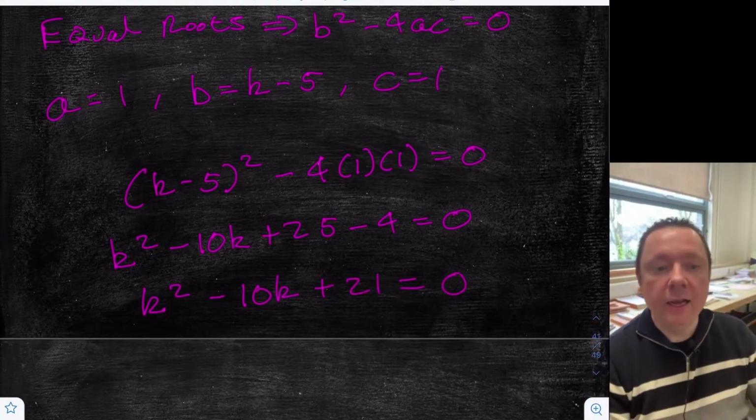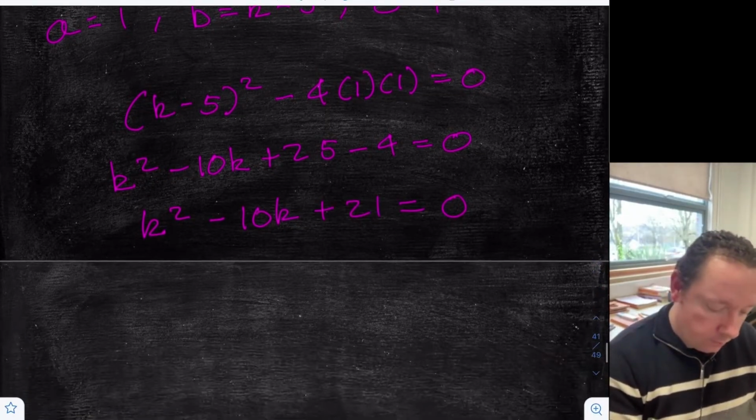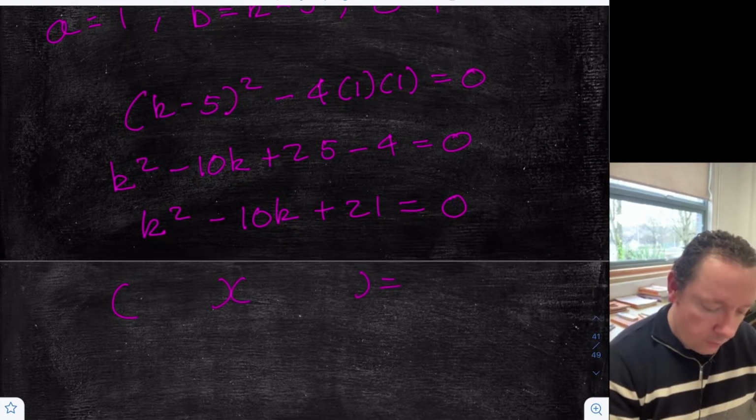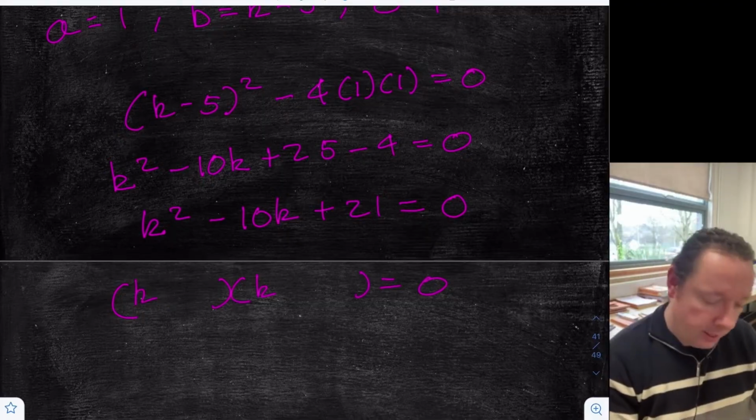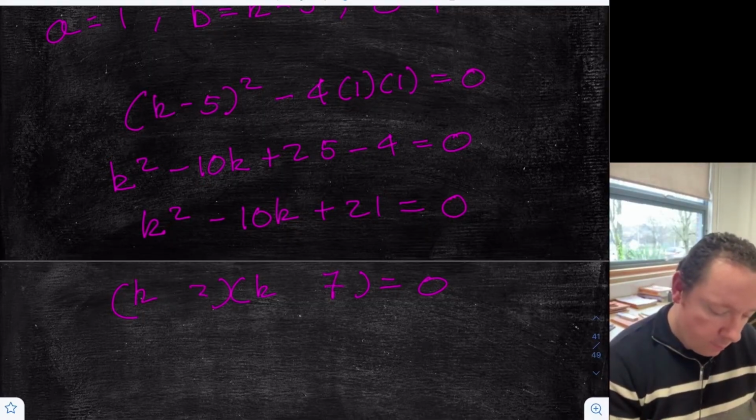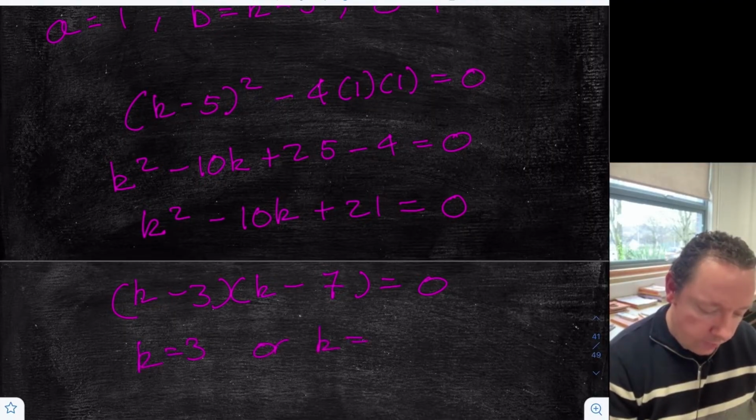And if we're lucky, that will factorise. So we've got k and k. 7 3s is 21 and 7 and 3 make 10. So it's definitely 7 and 3. Minus 7 minus 3 is minus 10. So k equals 3 or k equals 7.